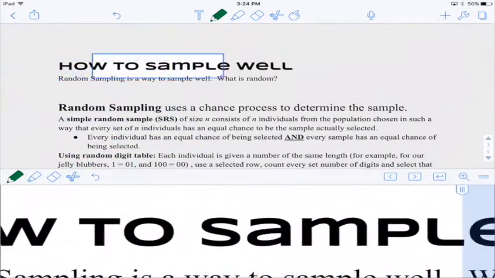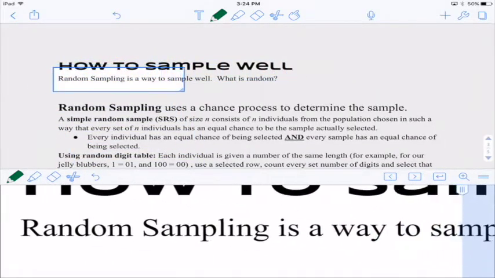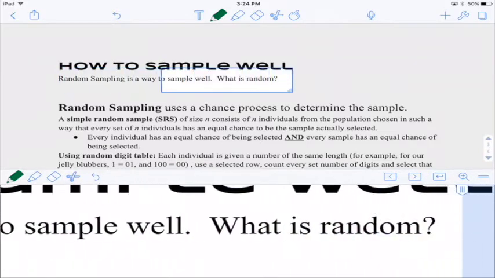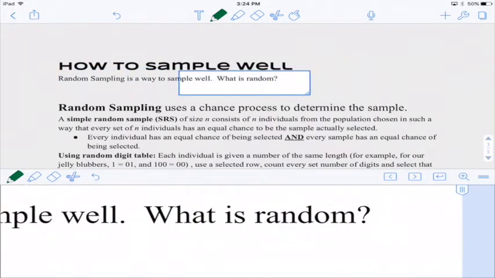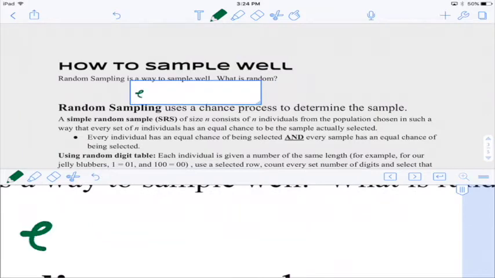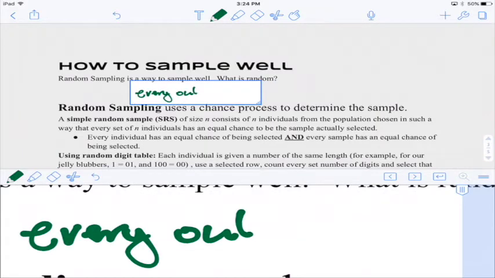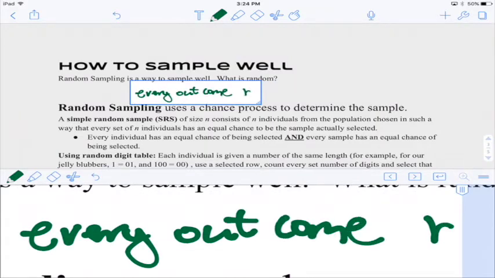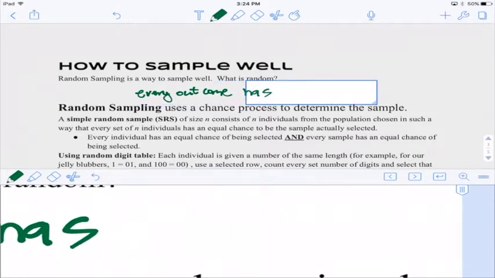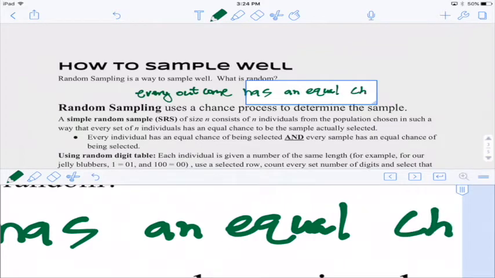How to sample well? Well, random sampling is a way to sample well. So random. We use random all the time in our lives in our speech but we don't use the word random correctly. What it means is that every outcome has an equal chance.